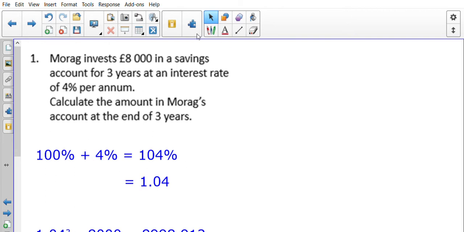So it's in a savings account and the interest rate is 4% per annum. So when you put money in a savings account, you're given that 4%. It's an increase, which is why I've added on the 4% down here. So 100% plus 4% is 104%. Now remember, you are looking for the decimal multiplier. So if you divide 104% by 100, you get 1.04.